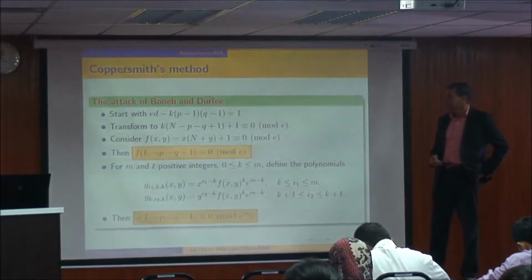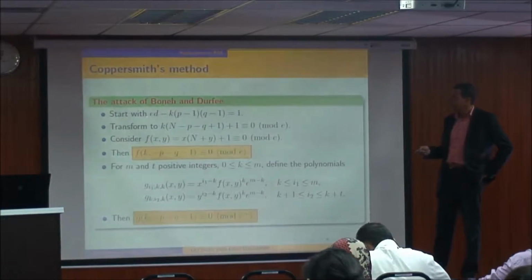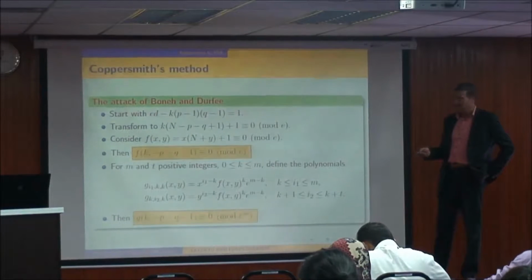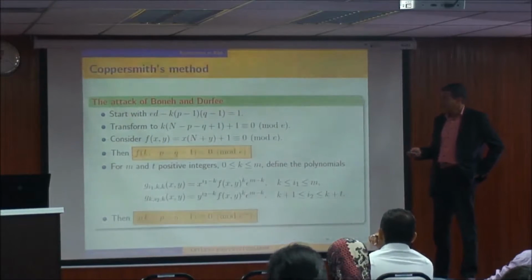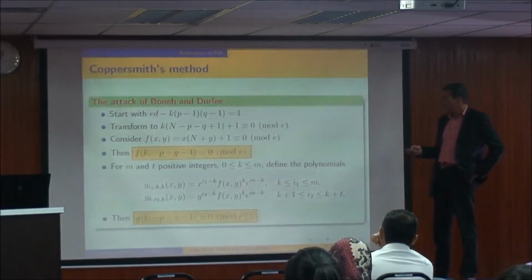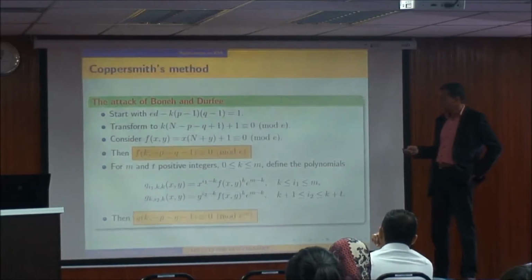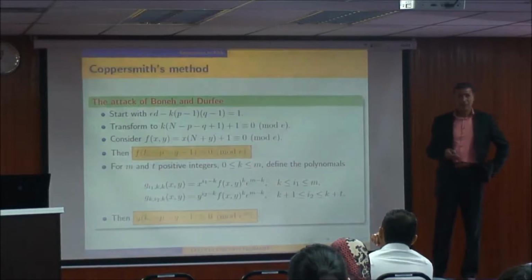For example, we can use the Coppersmith method to solve this equation. This is the key equation in RSA, when RSA is used with small parameters, mainly the parameter e times d minus this product, and this key equation can be attacked by using the Coppersmith method.